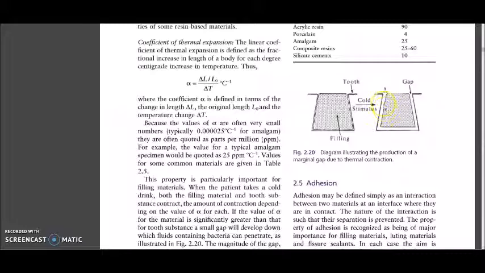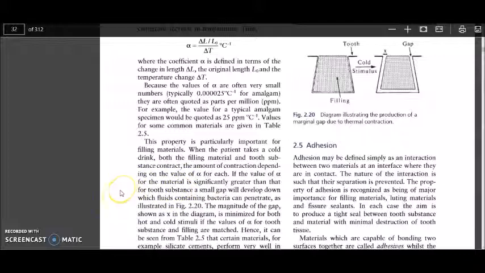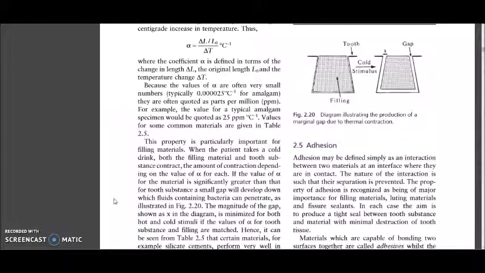When there would be a gap, definitely the fluids, the saliva, the food debris would seep through and they may cause secondary caries. And in case of expansion, they would definitely cause undue stress or pressure on the tooth structure. So this is the importance of this property, coefficient of thermal expansion, that we should know which materials have high coefficient of thermal expansion and which have low, and which have coefficient of thermal expansion near to the tooth structure.